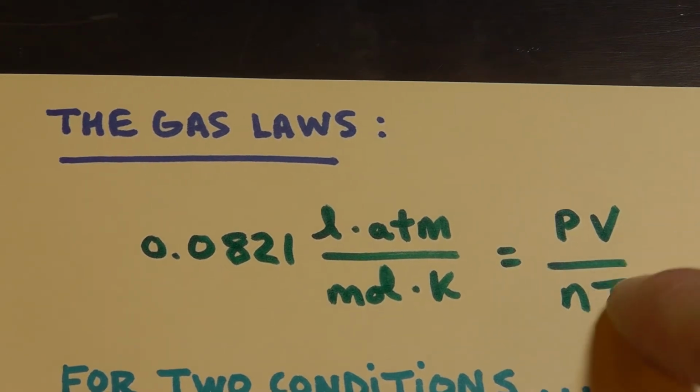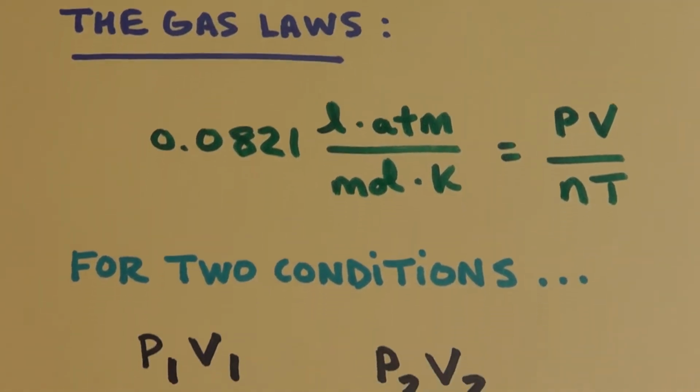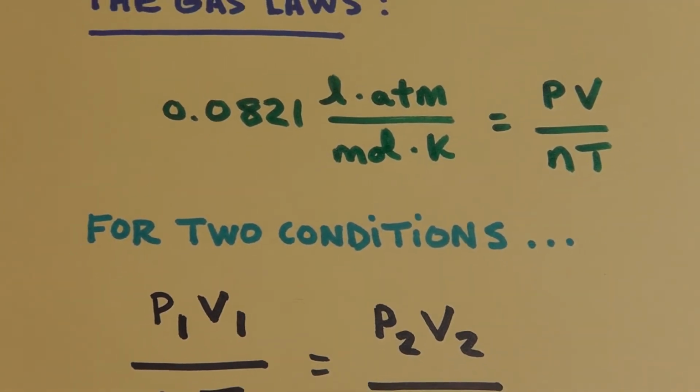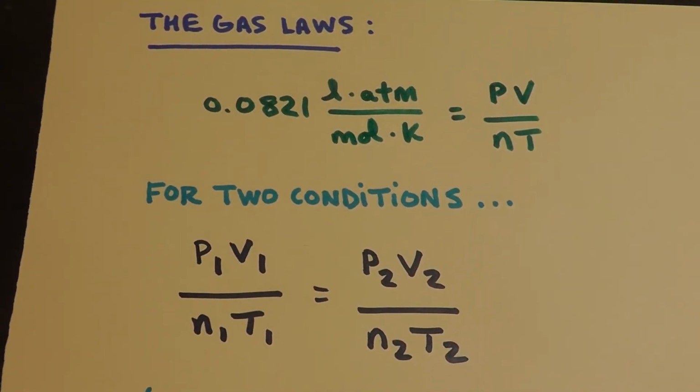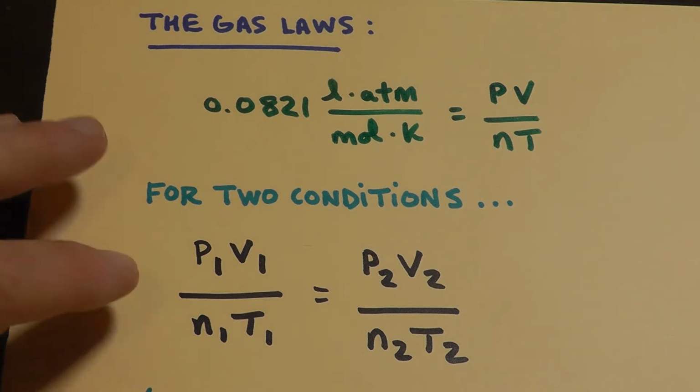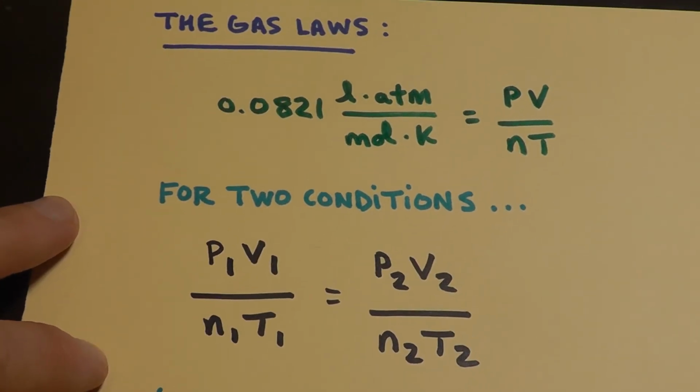So if PV over NT is a constant, and we change some conditions, which is what most gas law problems are, like, hey, we did this to a gas after it was at this point. We could say that these conditions 1 and 2, P1 V1 over N1 T1 equals P2 V2 over N2 T2. There doesn't matter what P, V, and NT are, since they're both equal to the gas constant, we can set them equal to each other. And this is going to be your friend.